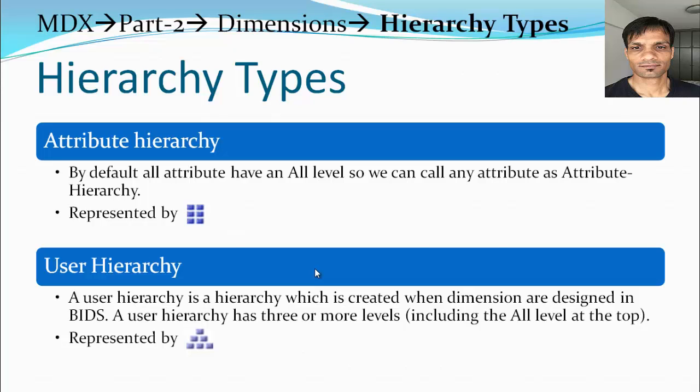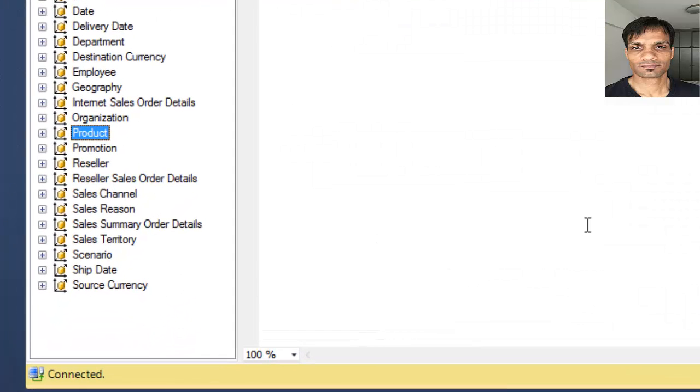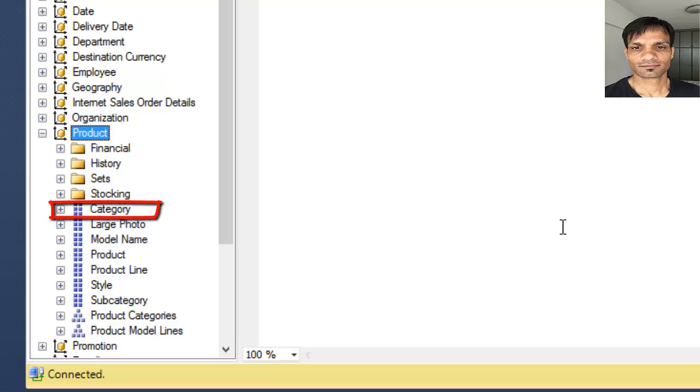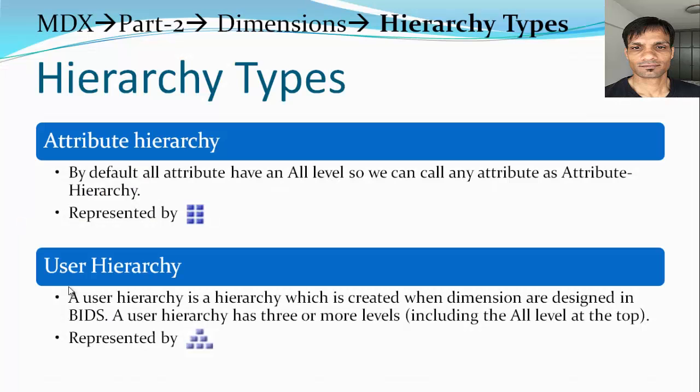In SSAS, we have two kinds of hierarchies: attribute hierarchy and user defined hierarchy. Attribute hierarchy. By default, all attributes have an all member, so we can call any attribute an attribute hierarchy. Attribute hierarchies are represented as a blue rectangle composed of 6 small squares. For example, in the product dimension, the category attribute is an attribute hierarchy, and it is represented by a blue rectangle composed of 6 small squares.